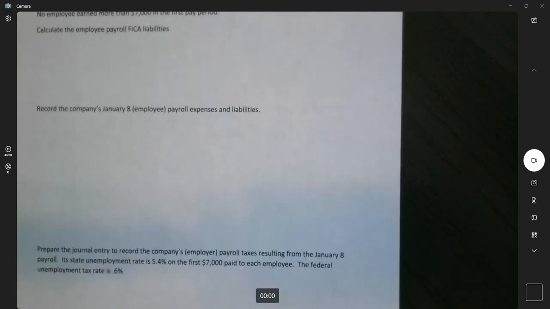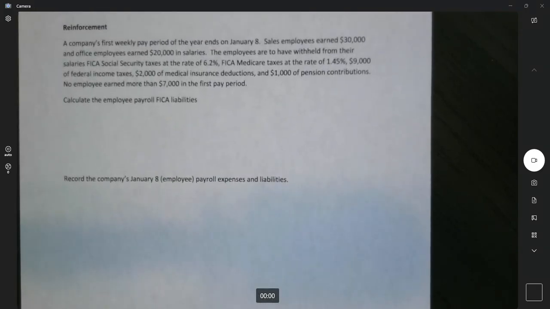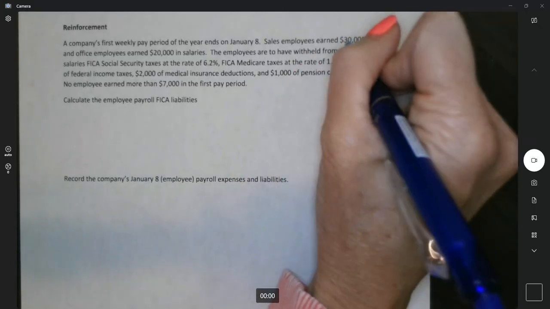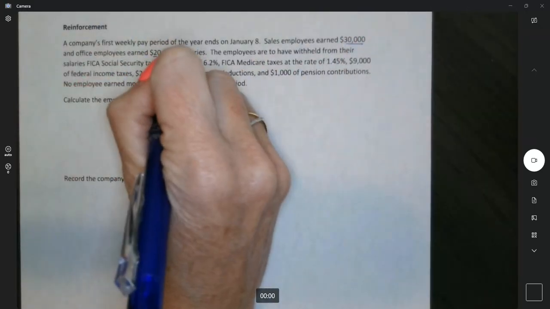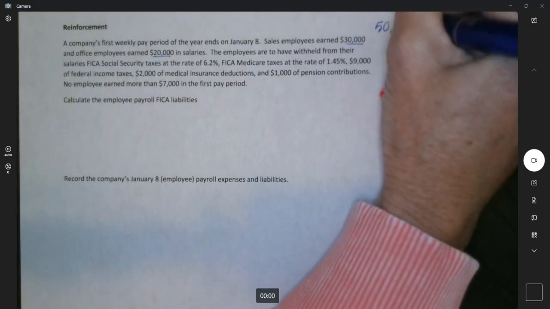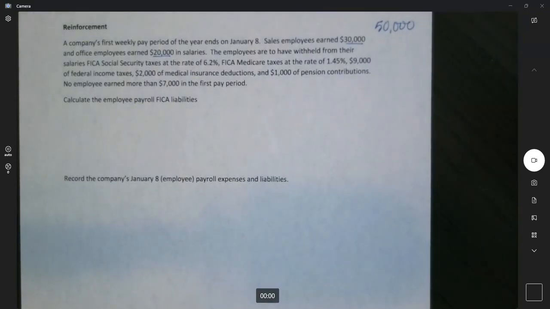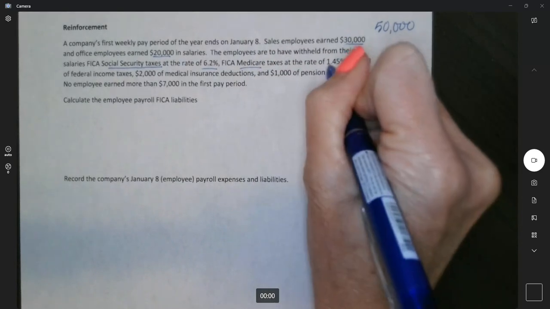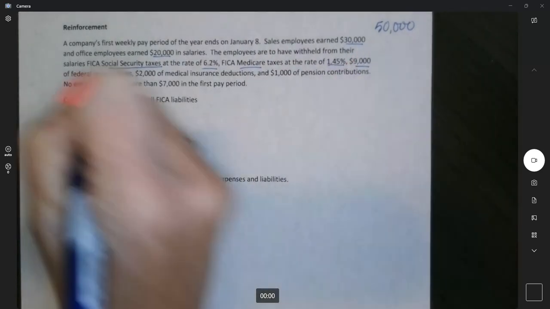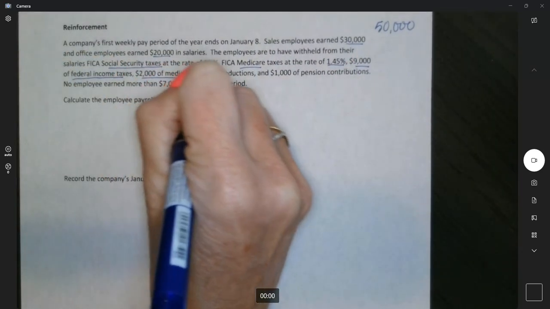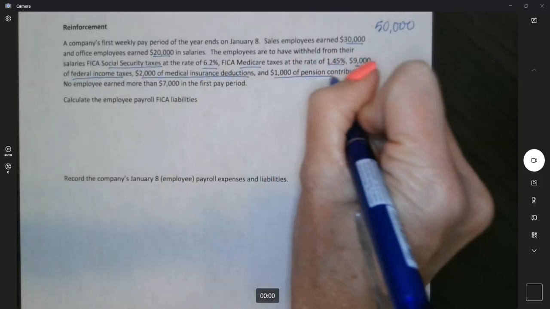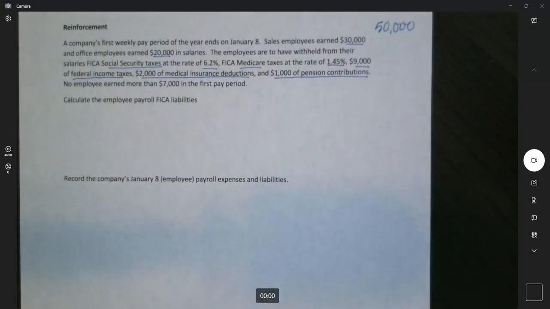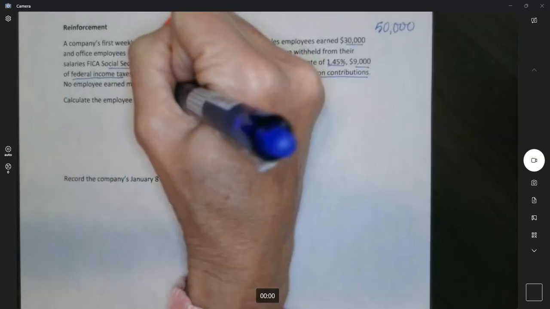And coming over here for our reinforcement. A company's first weekly pay period of the year ends on January 8th. Sales employees earned $30,000 and office employees earned $20,000 in salaries. So that's $50,000 total. Employees are to have withheld from their salaries FICA Social Security taxes at a rate of 6.2%, FICA Medicare taxes at 1.45%, $9,000 in federal income tax, $2,000 of medical insurance deductions, $1,000 of pension contributions, and no employee earned more than $7,000 in the first pay period. That would have to do with FUTA.